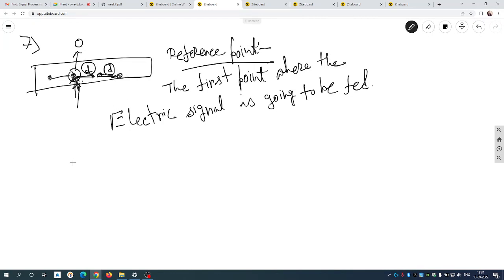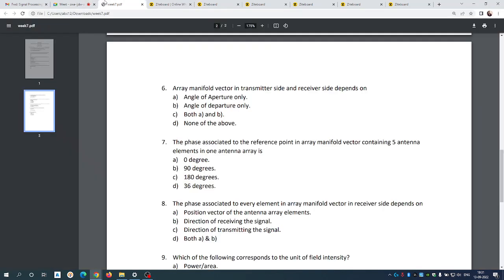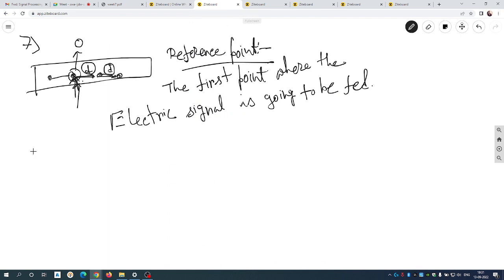So the correct option is option A. This is the correct option.